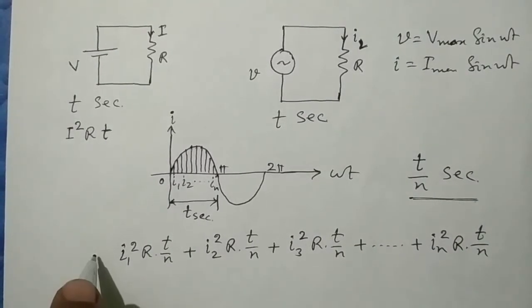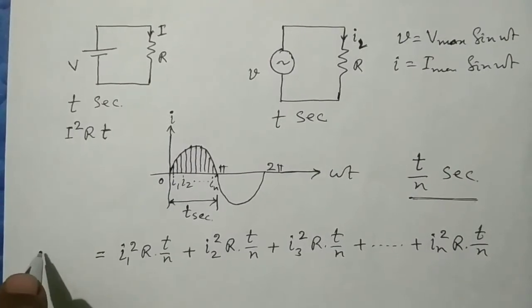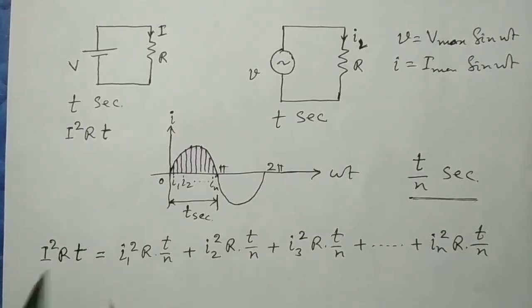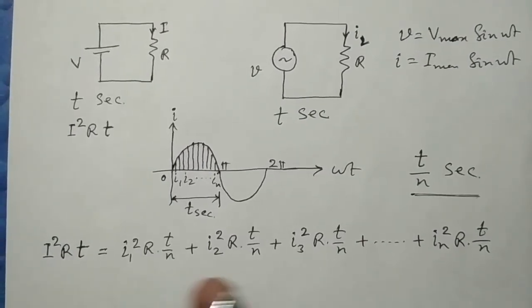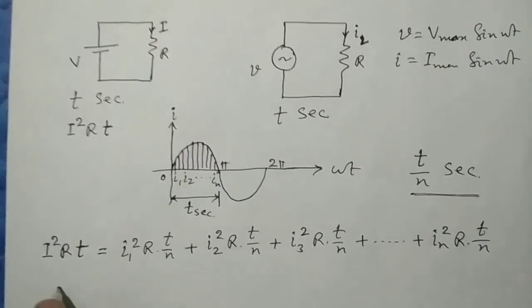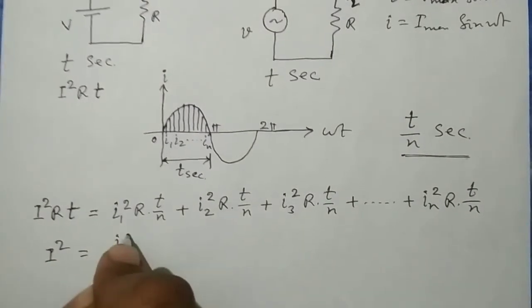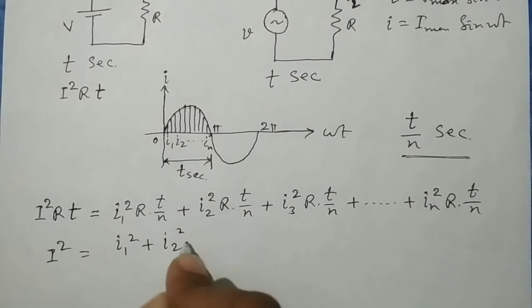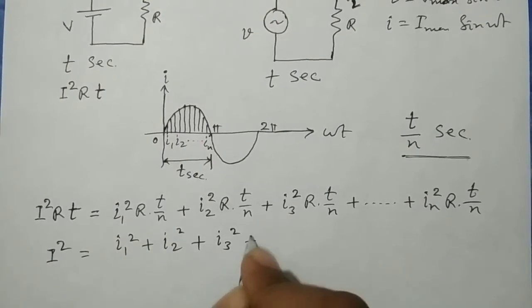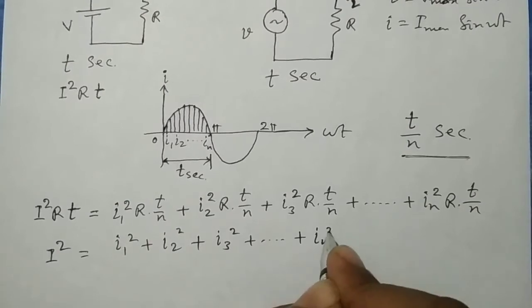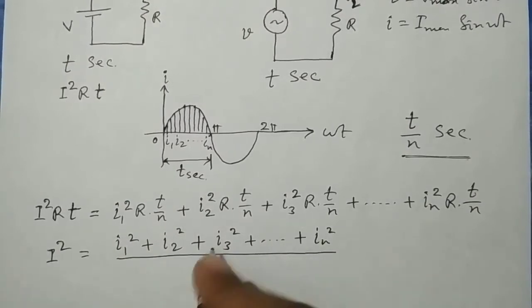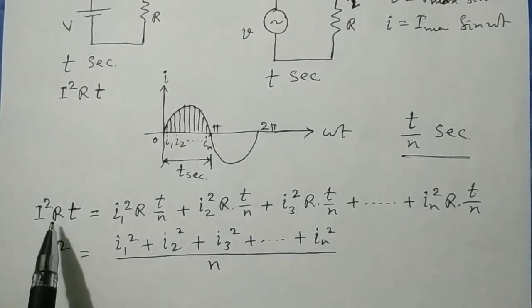Now according to the definition, if we consider the DC energy, the energy that is produced in the DC circuit for the same time duration, it is I square R into T. And if we make these two values equal, then we can write I square is equal to I1 square plus I2 square plus I3 square up to In square upon N, because R and T will be cancelled from both sides.